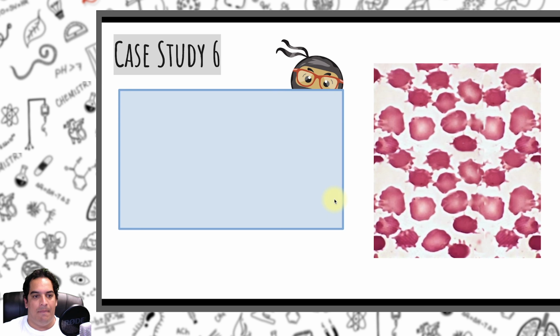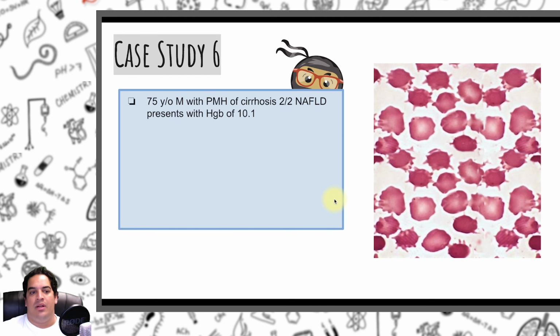All right, here we go. Next one. Case 6. 75-year-old male, past medical history of cirrhosis, secondary to non-alcoholic fatty liver disease, presents with a hemoglobin of 10.1. He's anemic. What do? Check the retic. It's low, underproduction. What do? Check MCV. It's high. Macrocytic. What do I got to do? B12, folate, TFTs, LFTs, medication, alcohol, peripheral blood smear.